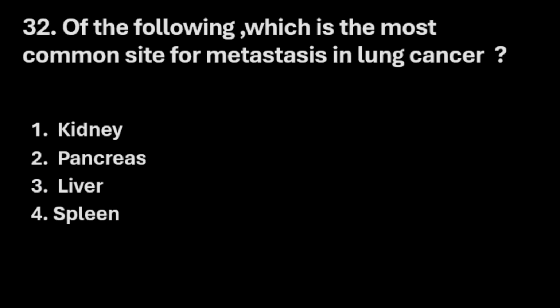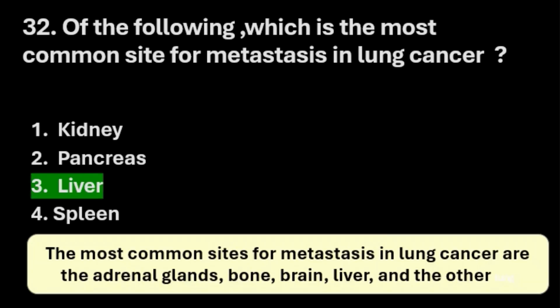Next question. Of the following, which is the most common site for metastasis in lung cancer? Option 1 kidney, option 2 pancreas, option 3 liver, and option 4 spleen. The right answer is option 3 liver. The most common sites for metastasis in lung cancer are the adrenal gland, bone, brain, liver, and the other lung.